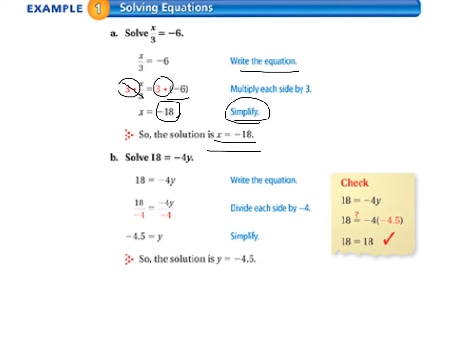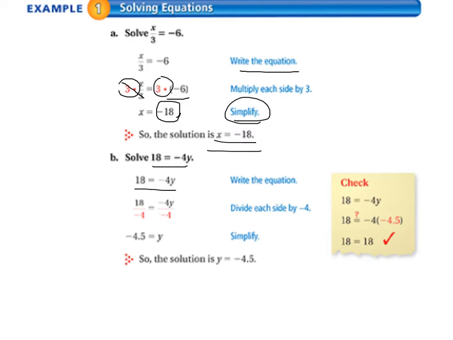And we can do our check, which is plugging the negative 18 back in and checking to be sure that that works. Let's move on to letter B. Solve 18 equals negative 4 times y. And we're going to write the equation. So we did that. And this time we are going to divide each side by negative 4. So since our variable is in a multiplication problem, we have to divide to make it go away.